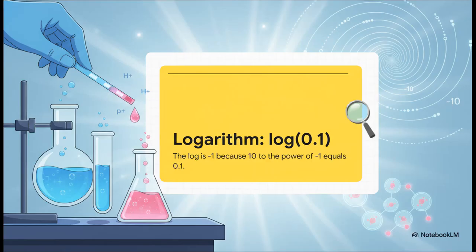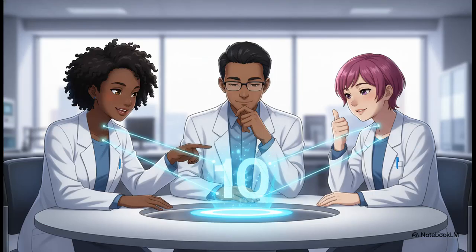All right, but now, this is where it gets really useful, especially for chemistry. What about a small number? What's the log of 0.1? So what power of 10 gives you 0.1? The answer is a negative power. It's 10 to the power of -1. So the log of 0.1 is -1. And this right here, this ability to handle these tiny little fractions, is exactly why logarithms are perfect for talking about pH.